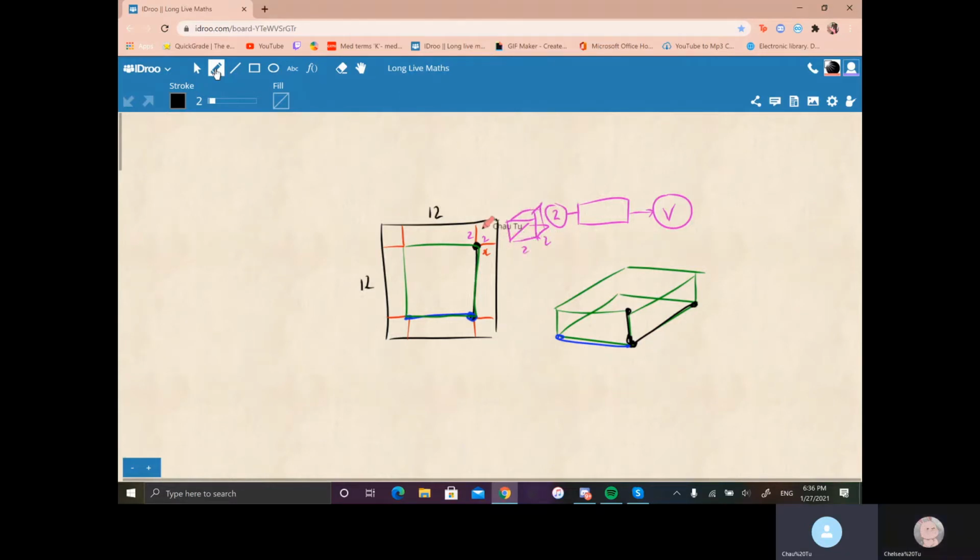So the green length is 12 minus 2x. Yeah, but what is it in our case when x equals 2? Hang on, let me just clear this up. I want to know what the height of this box would be when we cut it at 2. Do you understand the question? What's the height of the box if we were to cut it at 2? What's this red height, Chelsea? 2.